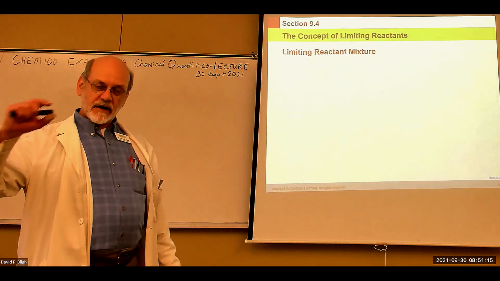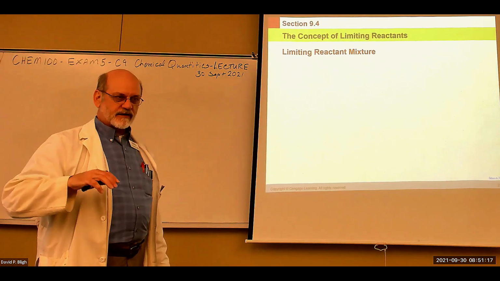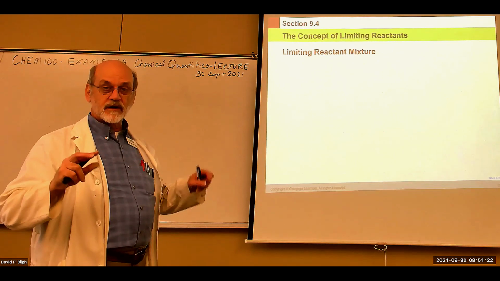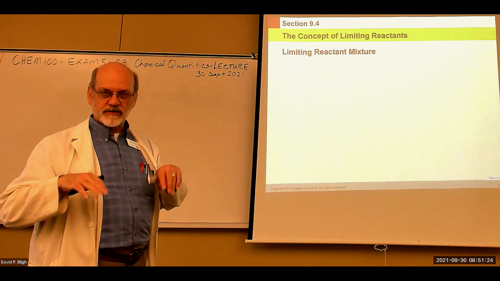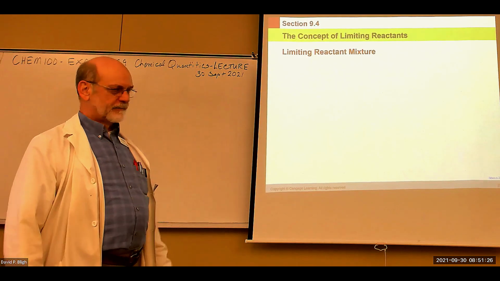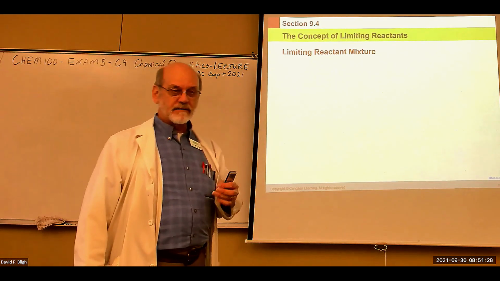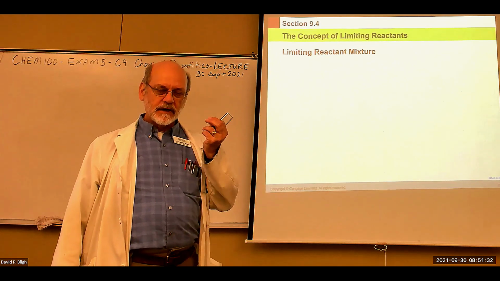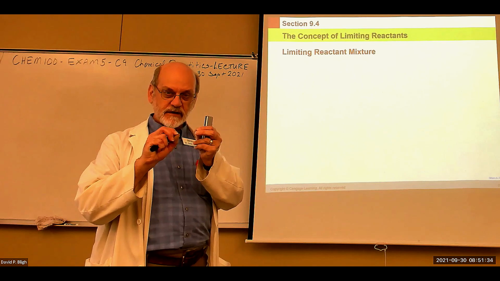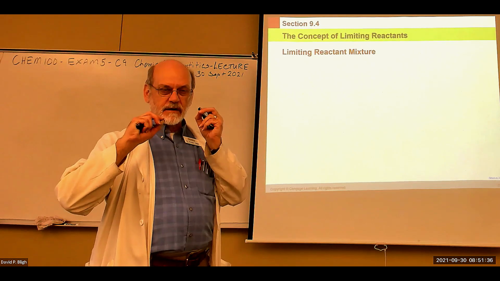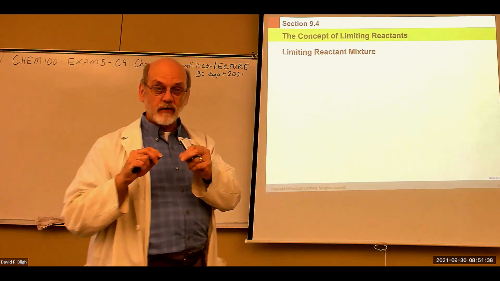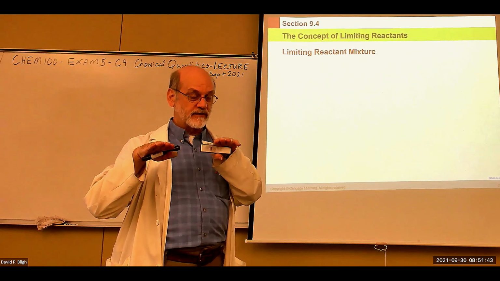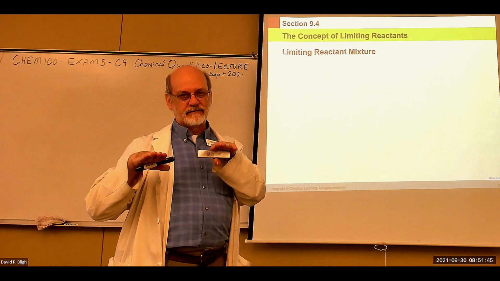Okay? But that's rarely the case. In fact, I don't think there's a single case in the real world where you have a stoichiometric mixture. This is theoretical. The reason being that we can't measure the amount of reactants accurately enough so that we know that there's exactly the right amount. We can get really close sometimes, but never exactly.